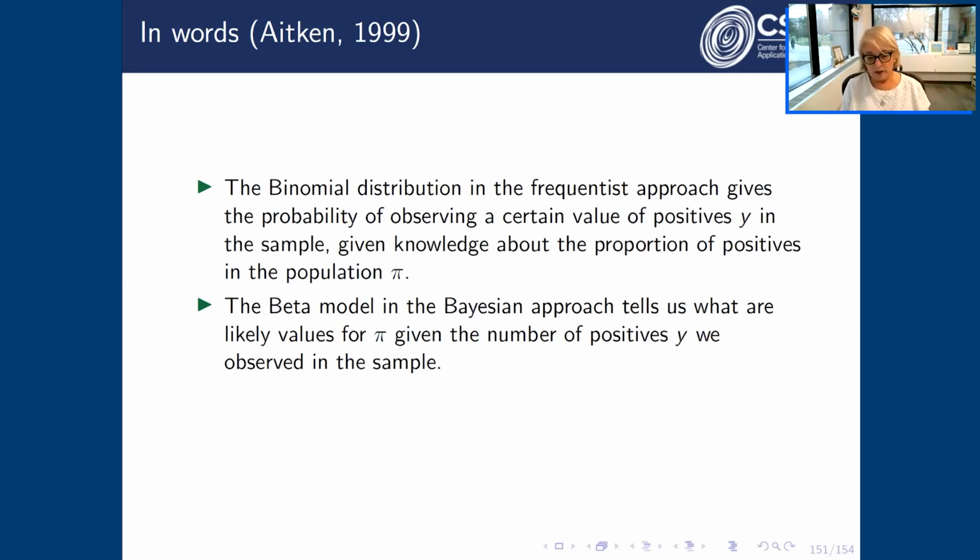The Bayesians work with this beta model, this beta posterior distribution that results from combining the binomial with the beta prior. And what this beta model tells us is what are the likely values for pi given the number of positive values Y we observed in the sample. And so this is much more reasonable. This is the real question we have. I have the sample and I have some prior information. What do those two things tell me about the likely values for this population proportion pi that I cannot observe?